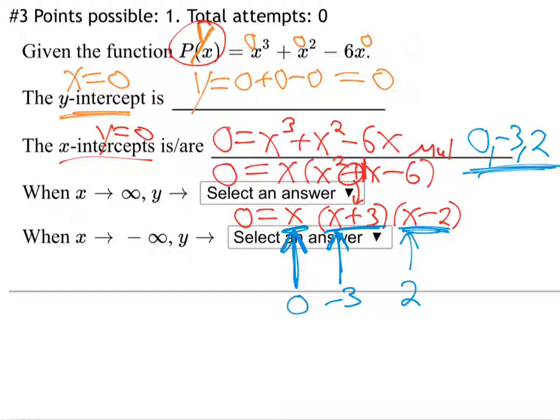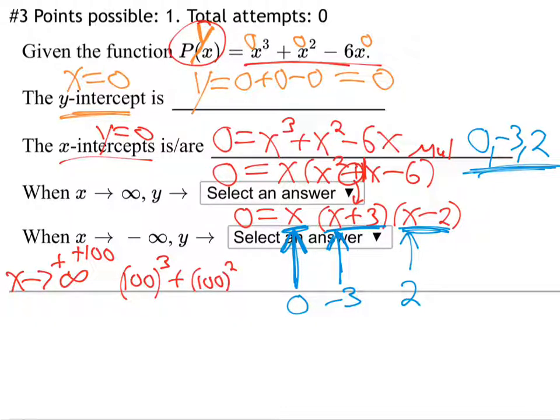I'll do it with you. So as x goes to positive infinity, I'm just going to plug in positive 100. That's going to be 100 cubed plus 100 squared minus 6 times 100. Everybody good there? Really, you don't have to plug into all 3. Just the first one's going to matter. But I'll go ahead and show it formally.